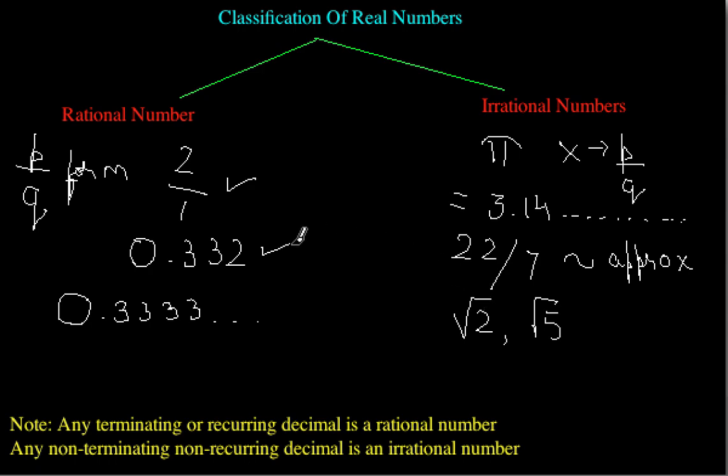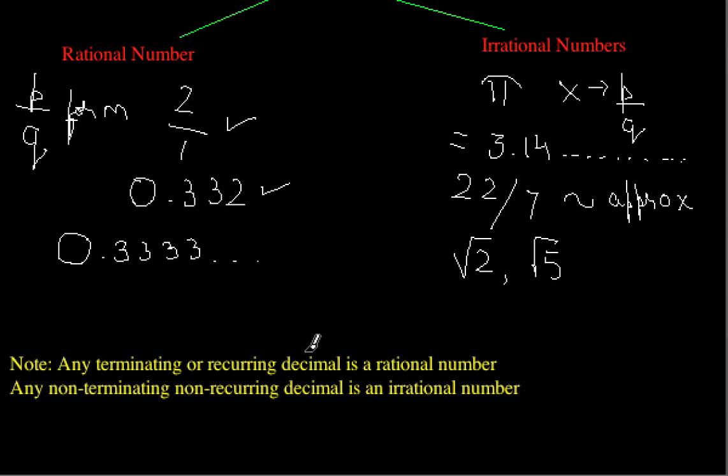Okay. The main thing to note here is that any terminating or recurring decimal is a rational number. The conversion of recurring decimal to P upon Q form we'll look into in the next lecture, but as it can be represented in P upon Q form, it is a rational number. Similarly, any non-terminating, non-recurring decimal is an irrational number. Okay, so now we'll go further into detail.